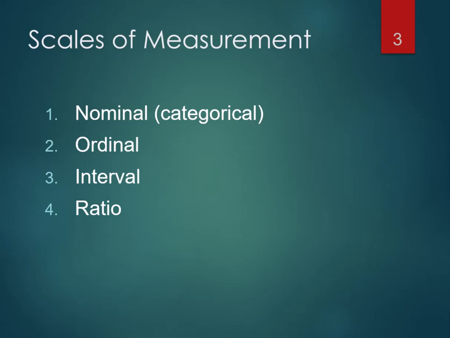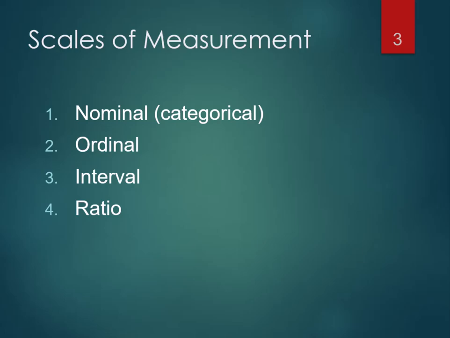Interval is when there is an order, but there is a set difference between things, such as the difference between 100 feet and 99 feet is still the same difference between 5 and 6 feet. That 1 foot stays consistent all the way through. It is always 12 inches.